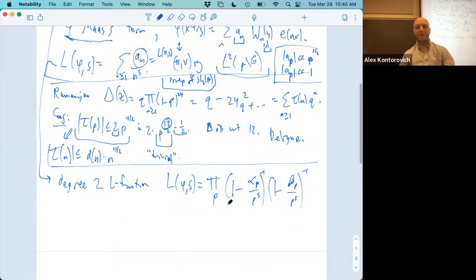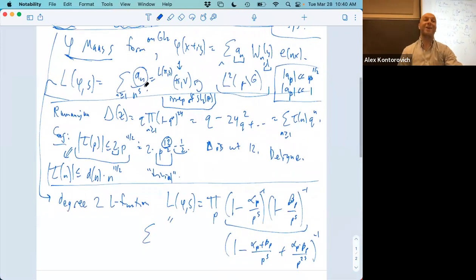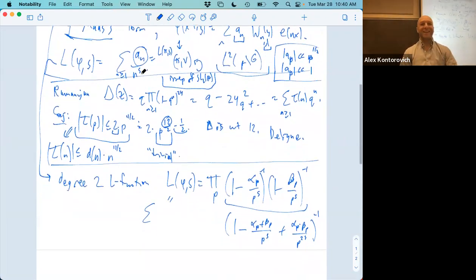So if you think about what this means, if you multiply this out, this quadratic polynomial, you get 1 minus alpha p plus beta p over p to the s, all inverse, plus alpha p times beta p over p to the 2s. So it's a quadratic polynomial in p to the minus s. And on the other hand, you have this expansion, which is a sum over these a n's. If this Maass form is also an eigenfunction of the Hecke operators, which we haven't discussed yet, then these a n's will be multiplicative. And if they're multiplicative, then I can say this is a product over primes.